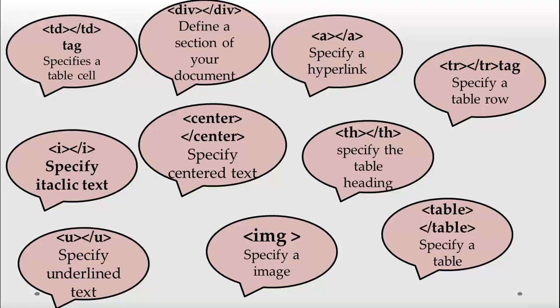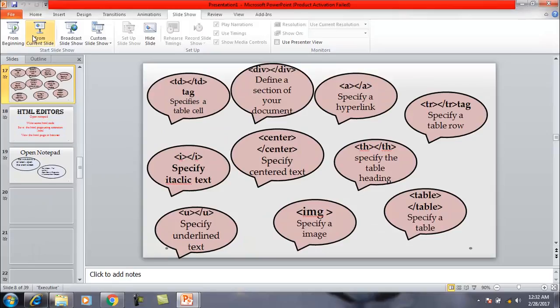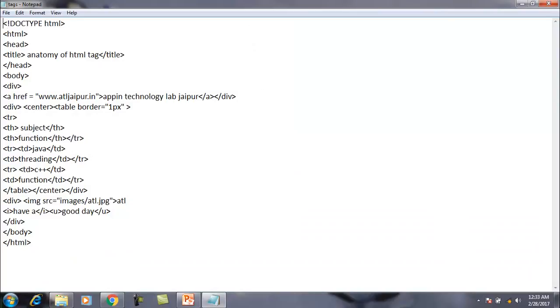Now I am going to explain an example of the HTML tags. Doctype html. html, head, title: anatomy of HTML tag. Close the title tag, close the head tag and open the body tag. Open the div tag. It is used for defining a section of our document. Now the a href tag, it is used for a hyperlink, www.adljaipur.in, Appin Technology Lab Jaipur. Close the a tag and close the div tag.